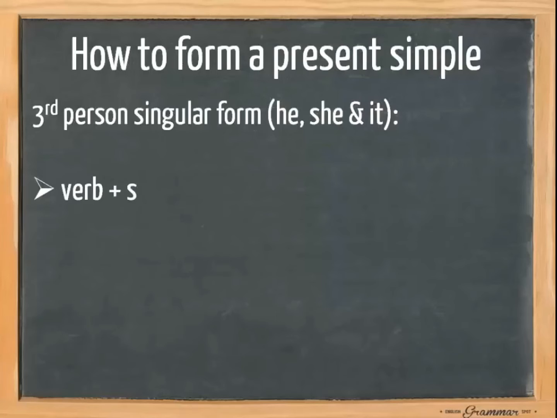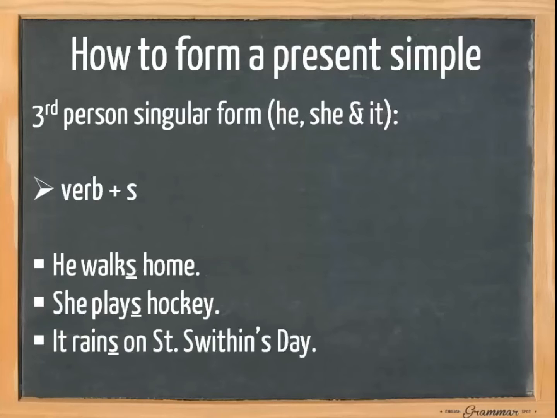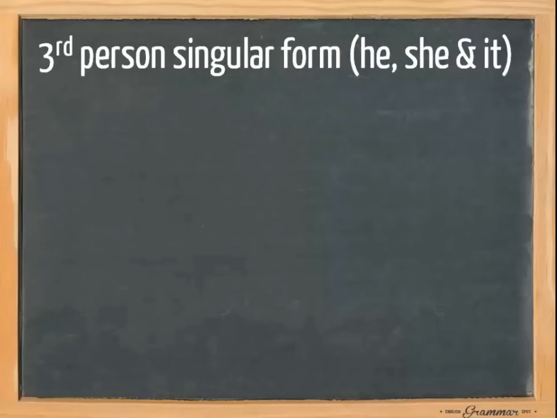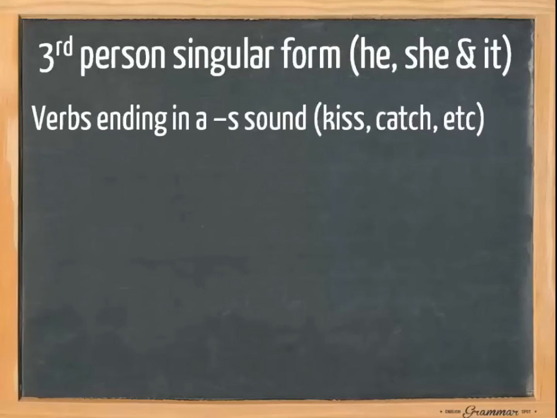We use the infinitive form of the verb, but we add an S. For example, he walks home. She plays hockey. It rains on St. Swithin's Day. We need to pay extra attention when verbs end in an S sound, such as kiss and catch. We use the infinitive form of the verb, but we add ES.